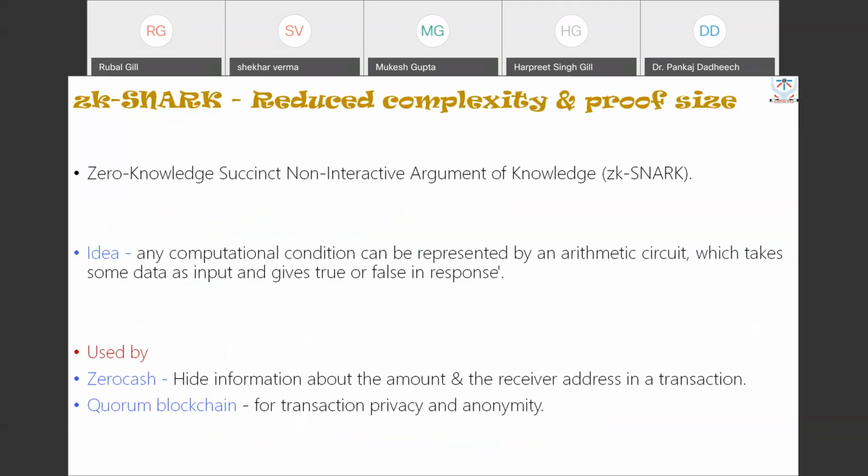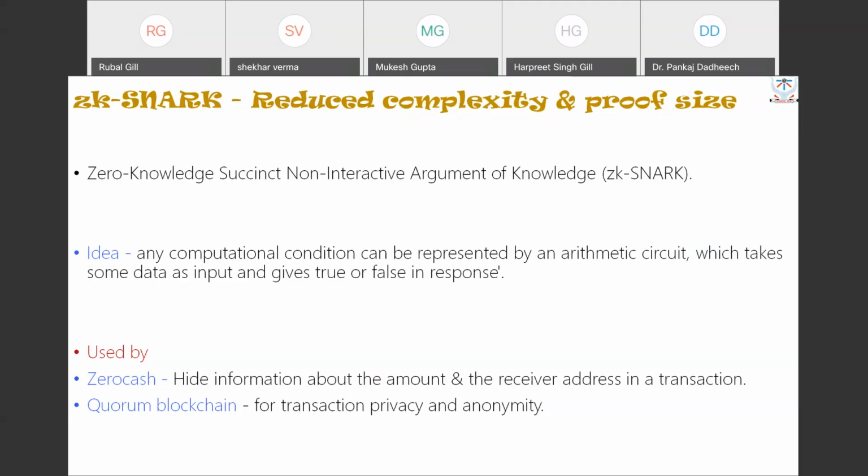It's non-interactive, there is no multiple message exchange. I just give my statement, and I don't have to give anything else. No other proof is required. It's automatically verified without revealing anything. So this is what is known as SNARK, ZK SNARK.